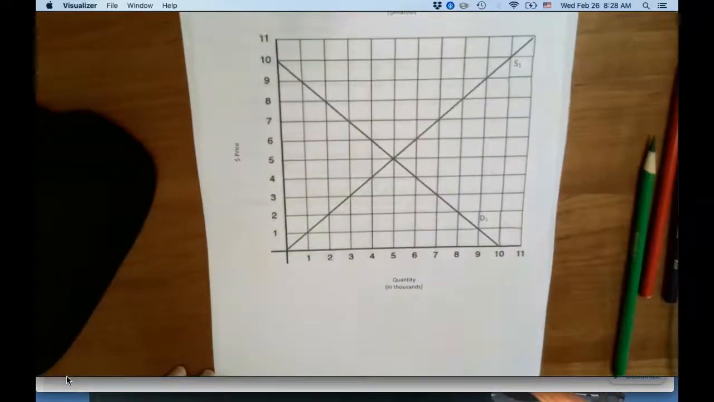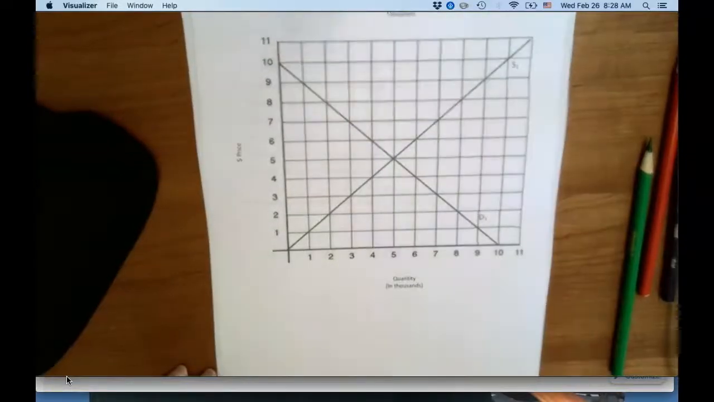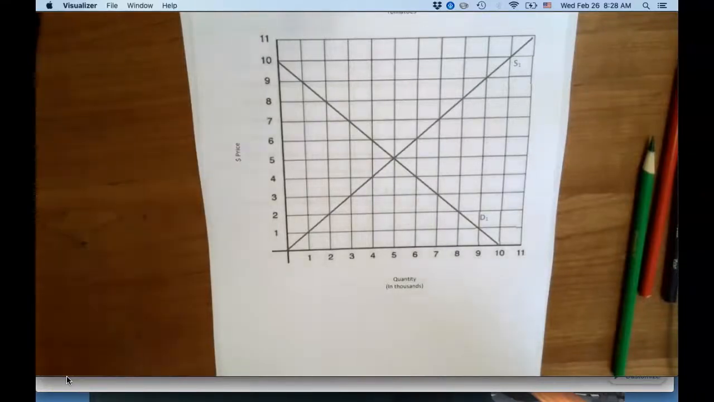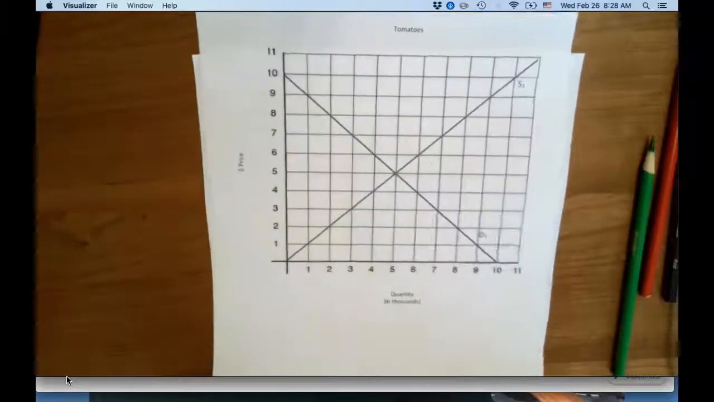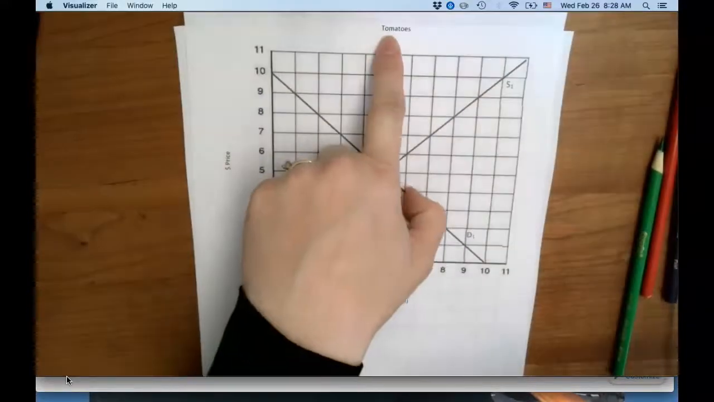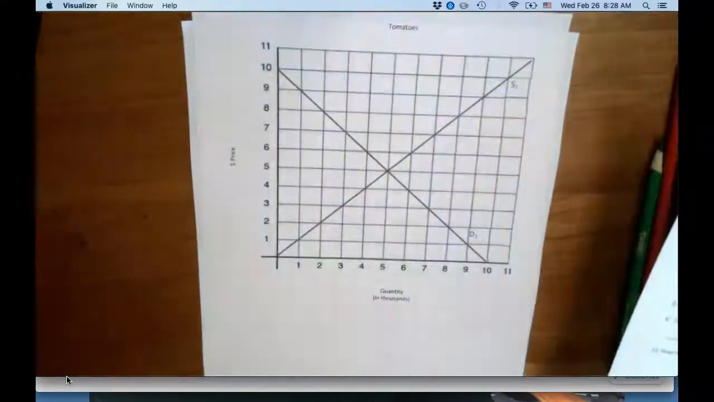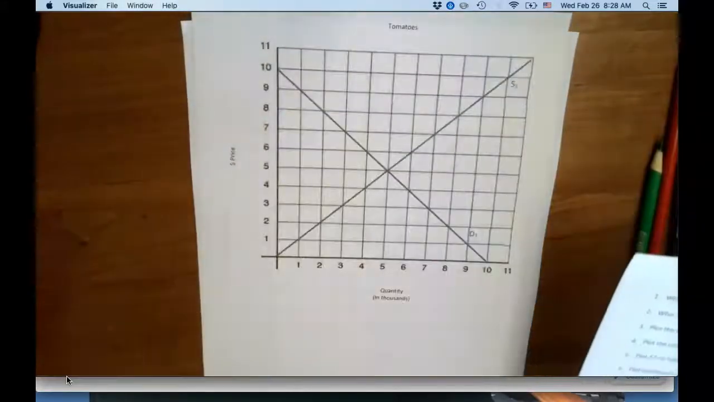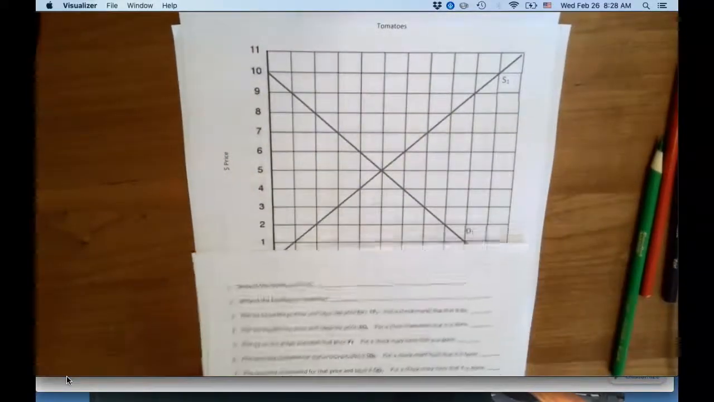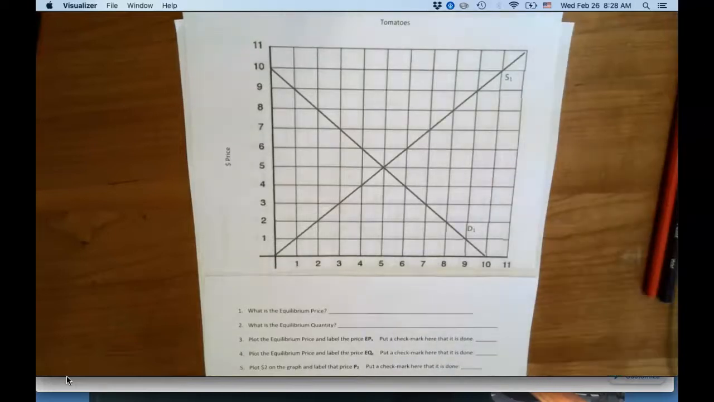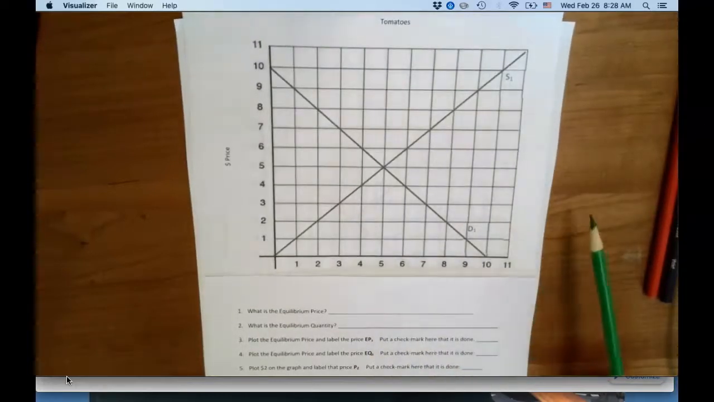Okay, I'm going to show you how to graph equilibrium price, equilibrium quantity, etc. All right, so your graph will look a little bit like this, only a little smaller, and you have a different title. This one we're going to talk about tomatoes. It's a good idea to have your cheat sheet standing by to help you out with this. And so first thing, you need to figure out the equilibrium price. So what is the equilibrium price according to this graph?